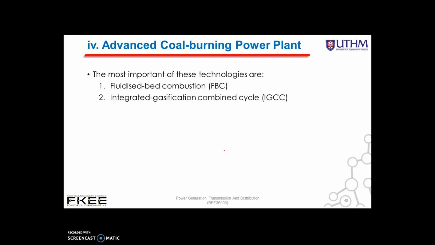Okay, next is the advanced coal burning power plants. Before this, I informed you about the traditional coal burning power plant. Therefore, they have improved the traditional coal burning power plant and introduced the advanced one to overcome the limitations of the existing or traditional coal burning power plant. There are two important technologies that have been introduced, which are Fluidized Bed Combustion or FBC, and also Integrated Gasification Combined Cycle or IGCC.